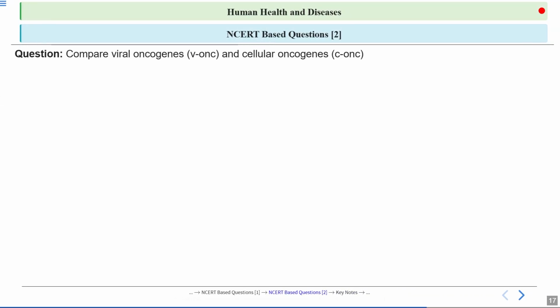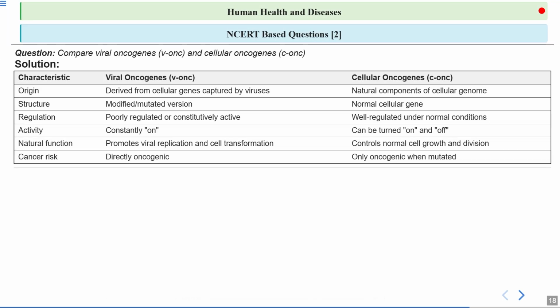Now the next question: compare viral oncogenes and cellular oncogenes. Let's have a look at the solution. Here you can see the difference between viral oncogenes and cellular oncogenes. Viral oncogenes are derived from cellular genes captured by the viruses, whereas cellular oncogenes are natural components of the cellular genome. Viral oncogenes are modified, mutated versions, and cellular oncogenes are the normal cellular genes. Clear? Actually, the proto-oncogenes get activated and can turn into oncogenes, which cause cancer.